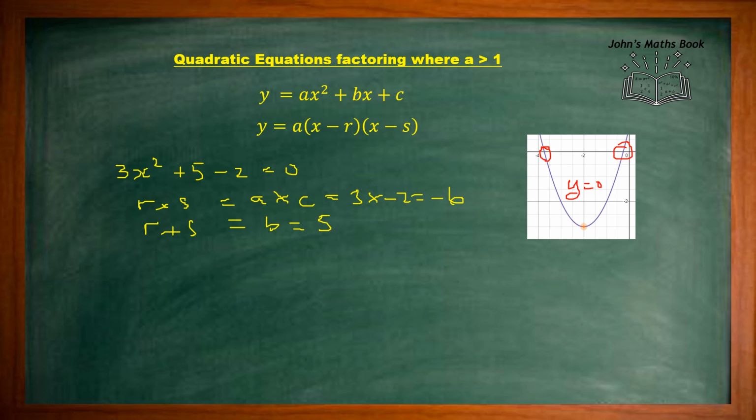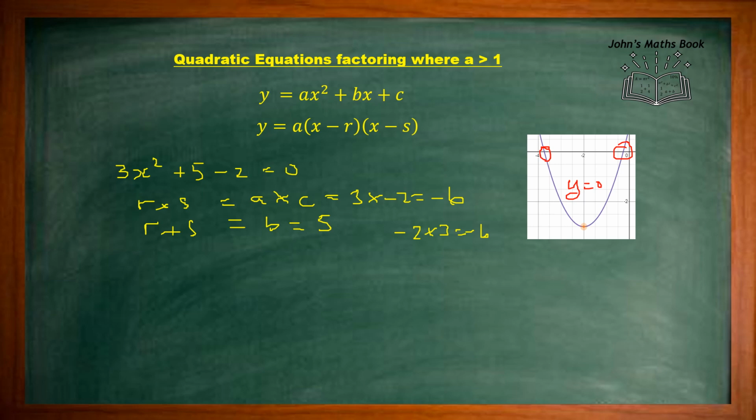So let's look at some numbers that when multiplied together give us minus 6. So we can have minus 2 times 3 equals minus 6. But when you add minus 2 to 3, you just get 1. So it doesn't give us the 5 we need. So let's look at some other ones.